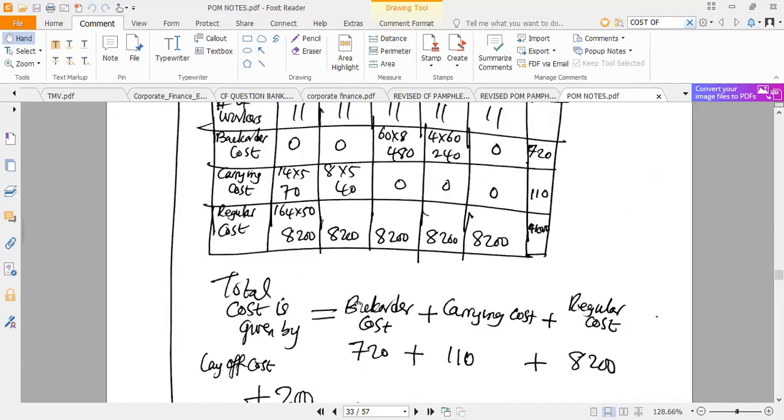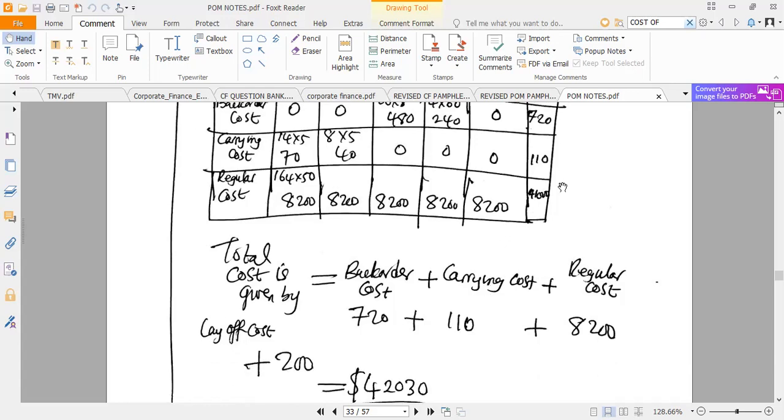So our total cost in this case will be a back order cost of 720 from the table. The carrying cost is 110. The regular cost is 8,200, but of course it was supposed to be multiplied by 1, 2, 3, 4, 5, which gives us the 41,000, and then we had the layoff cost of 200. So for this strategy, our total regular cost is 41,000.